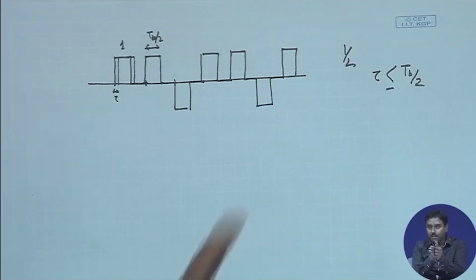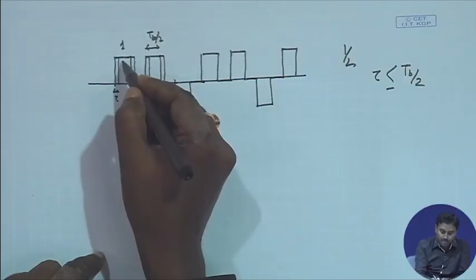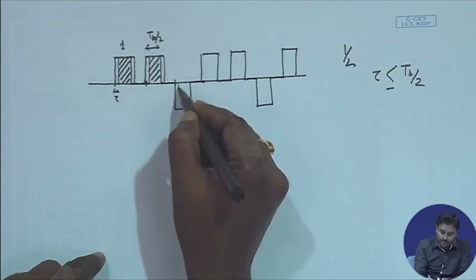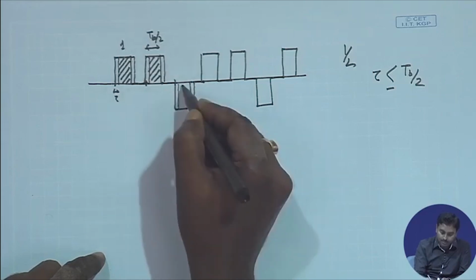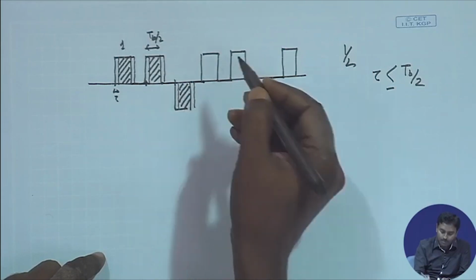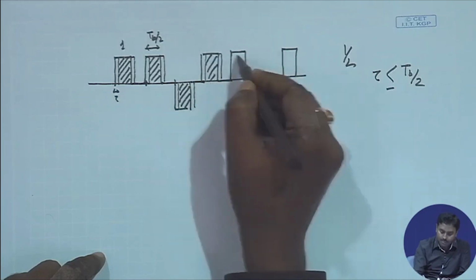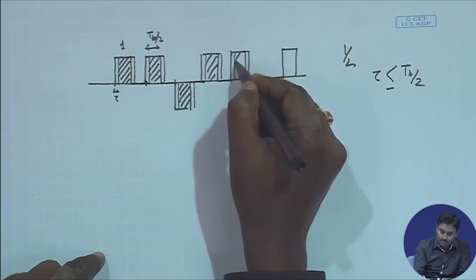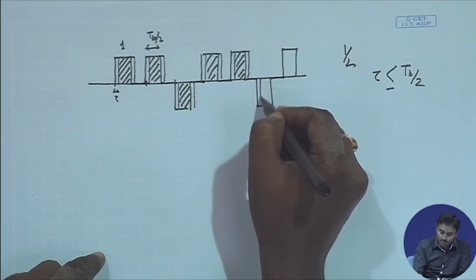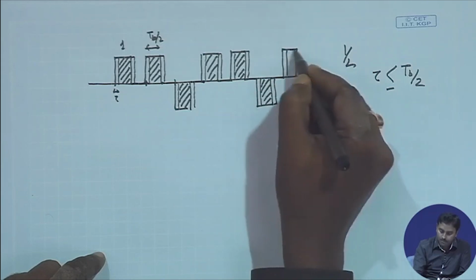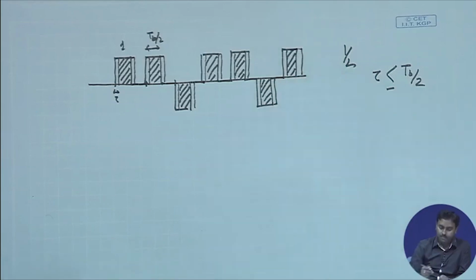If I just shift by only that tau which is less than Tb by 2, it will still have similar overlap at every pulse. So this pulse also will have similar overlap. That's the overlap region, this is the overlap region, and the same thing will be happening over here, and so on. So all shifted by tau.